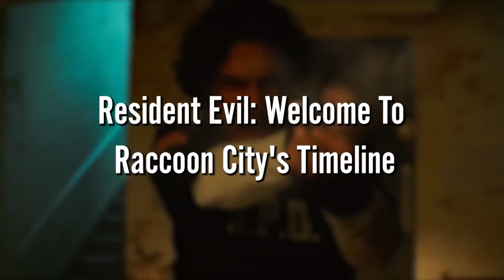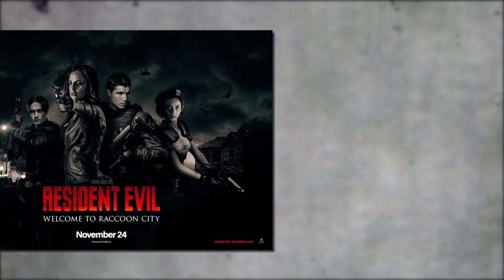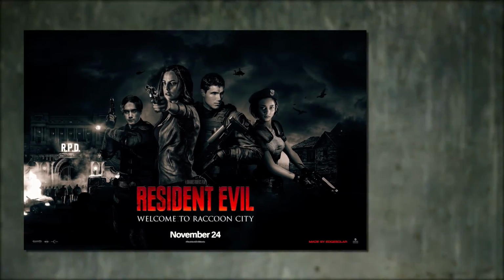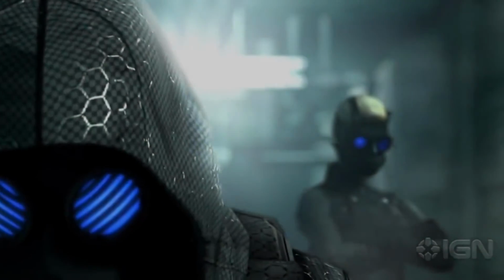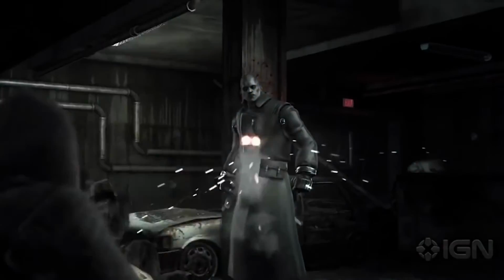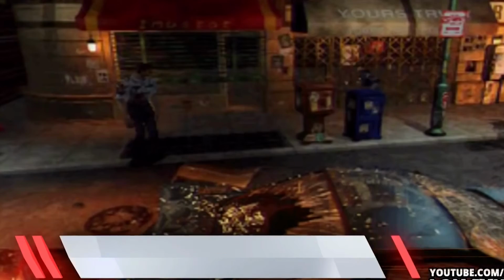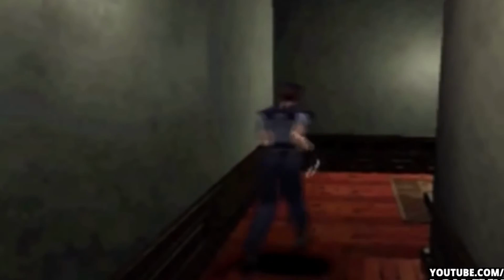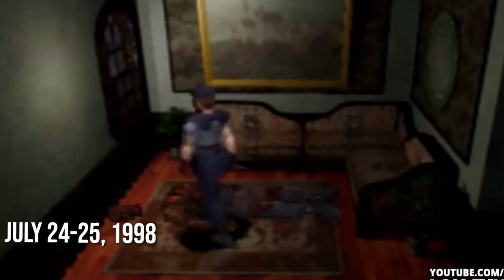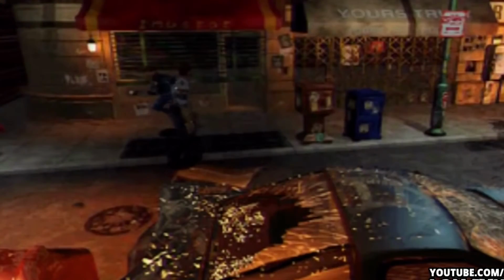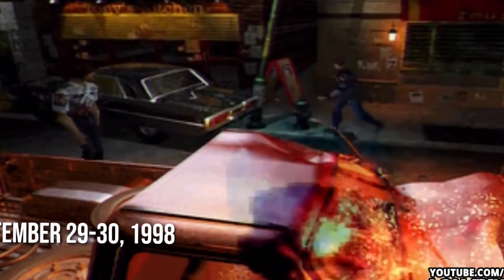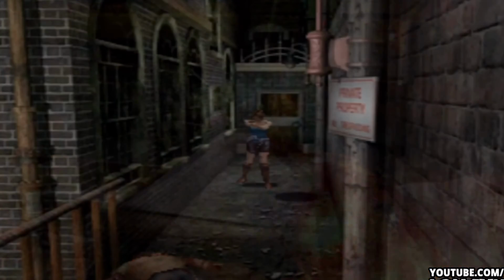Firstly, Resident Evil Welcome to Raccoon City's timeline. Several hints throughout Resident Evil Welcome to Raccoon City suggest that director Johannes Roberts has decided to largely integrate the events of the first two chapters of the Resident Evil video games. The introduction of the Licker and Leon's police vest are only two instances of prominent Resident Evil 2 elements in Welcome to Raccoon City. The first Resident Evil game takes place on July 24th and 25th of 1998, and Resident Evil 2 takes place on September 29th and 30th of 1998, according to canon.